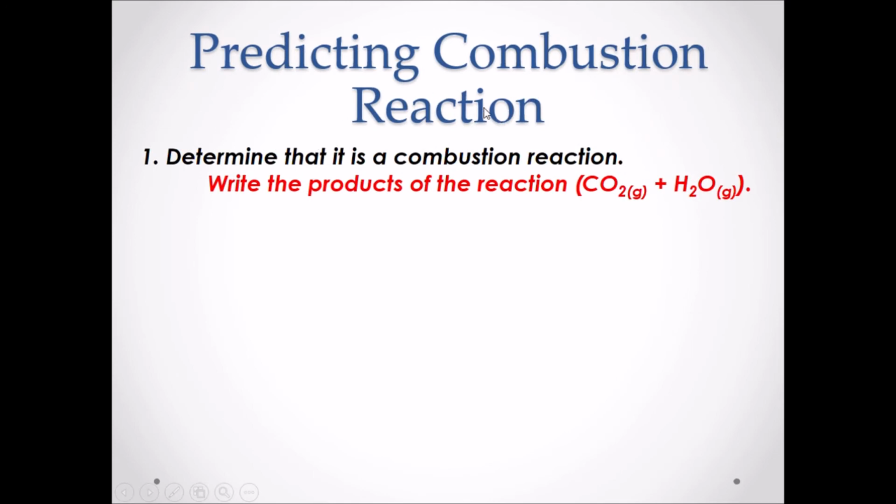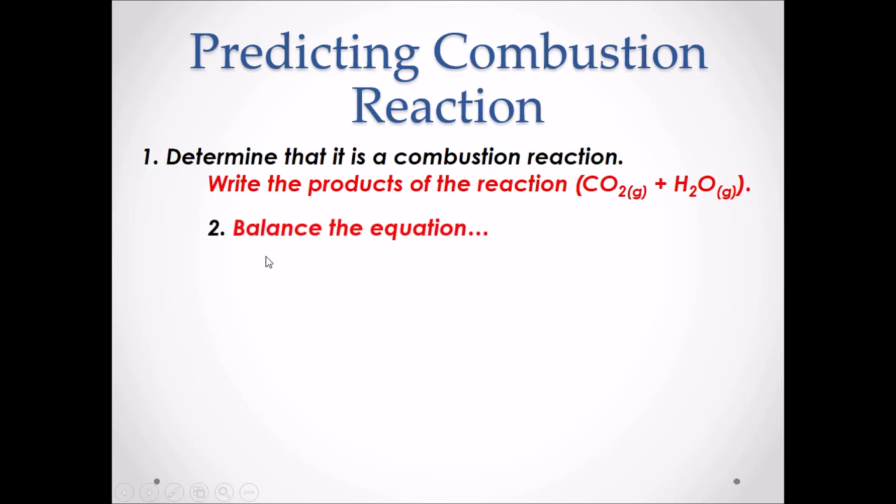Predicting combustion reactions. Step number 1, we have to determine that a combustion reaction is occurring. For example, the question may say the combustion of propane. It may also say propane is being burned, or it could also say propane is reacting with oxygen. Once we have determined that a combustion reaction is occurring, we have to write the products of the chemical reaction. They are CO2 gas and H2O gas.